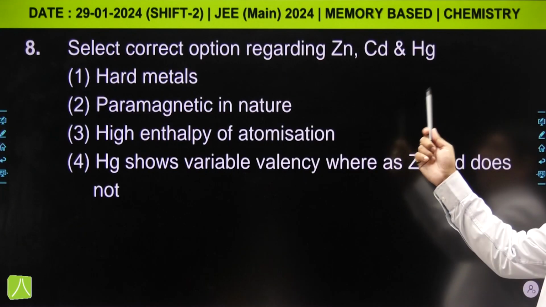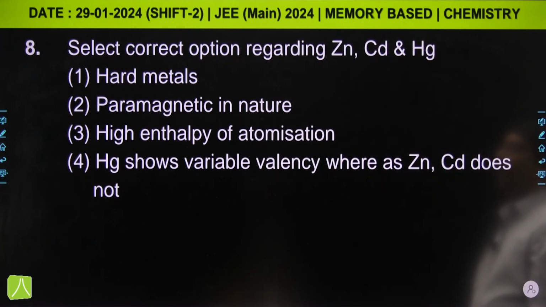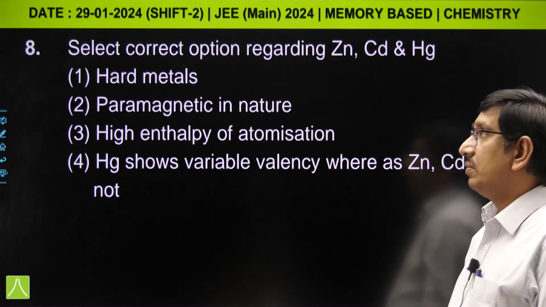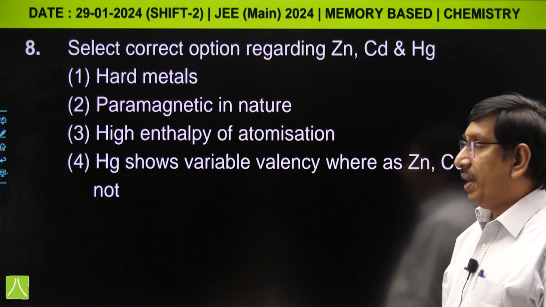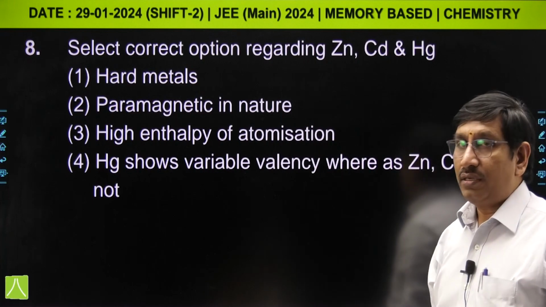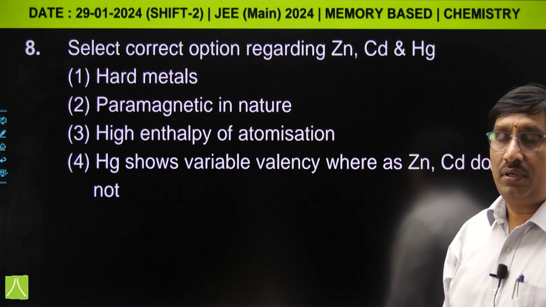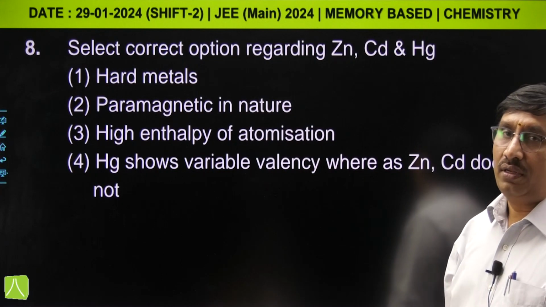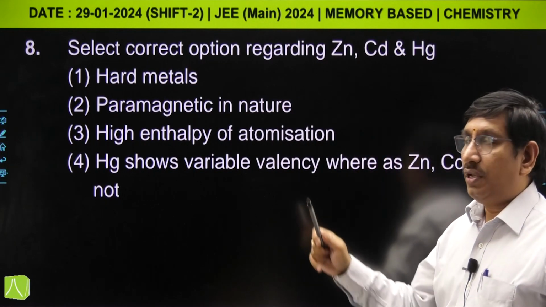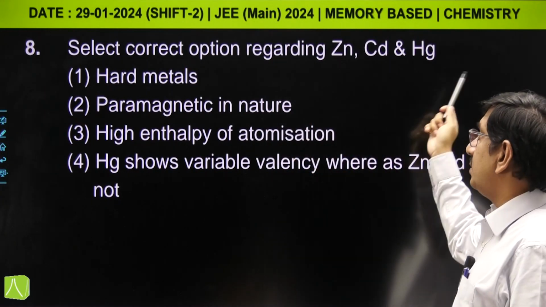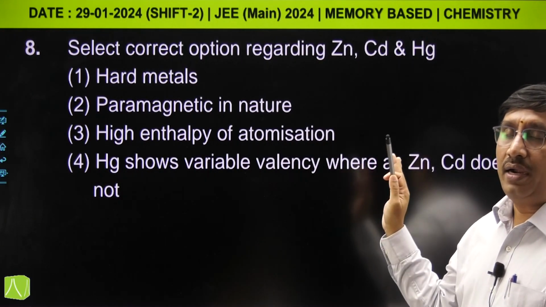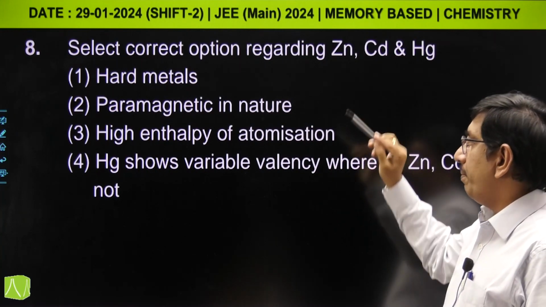Next question, select the correct option regarding zinc, cadmium and mercury. Zinc, cadmium and mercury are 12th group elements and these are not transition metals, these are only d-block metals. For these elements, there are no unpaired electrons available, so metallic bond strength is weak. Since metallic bond strength is weak, these are soft metals but not hard metals. And since there is no unpaired electron, these are diamagnetic in nature, not paramagnetic.